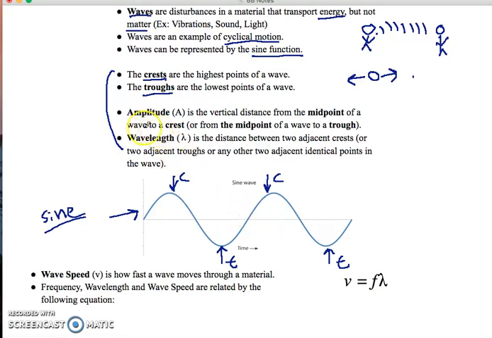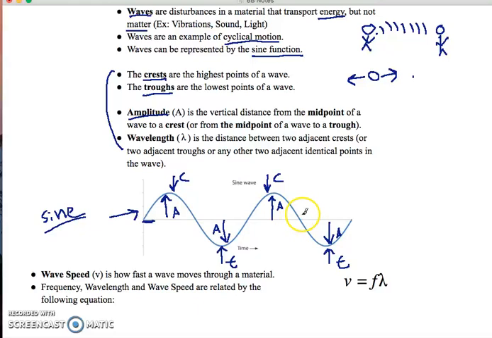The next part, amplitude, is the vertical distance from the midpoint to the crest or trough. So if this is the midpoint line right here, the amplitude would be right here. It's the same amount for either: from the midpoint to the peak or the trough, these would all be the amplitude, A.